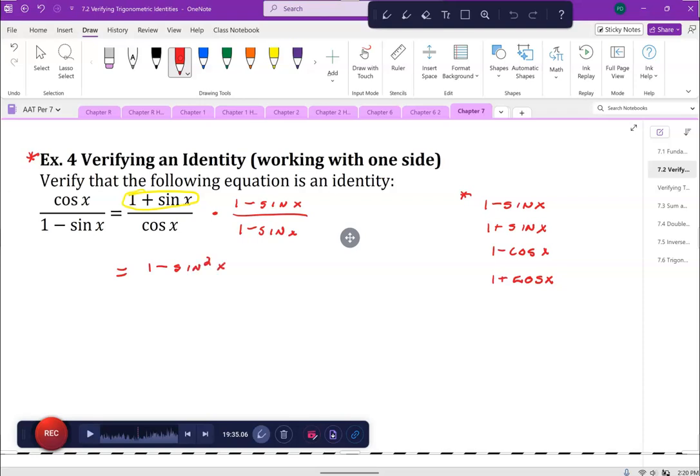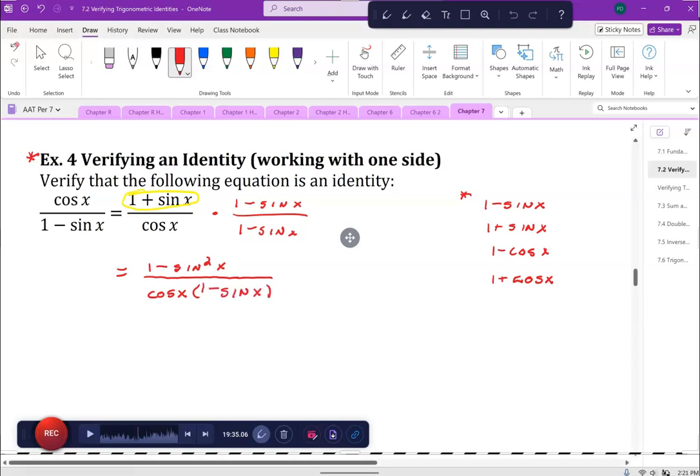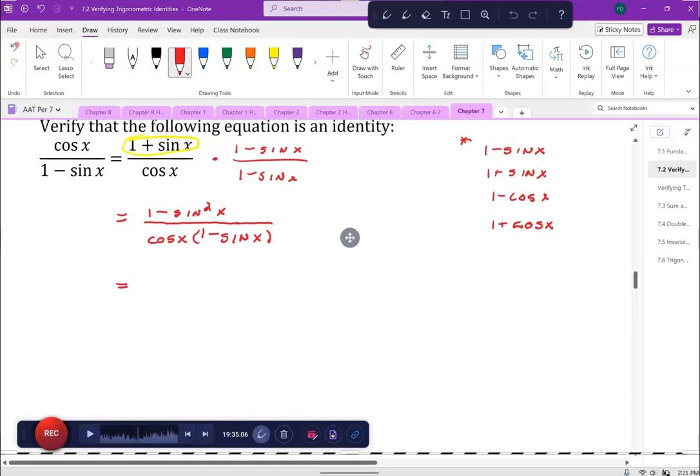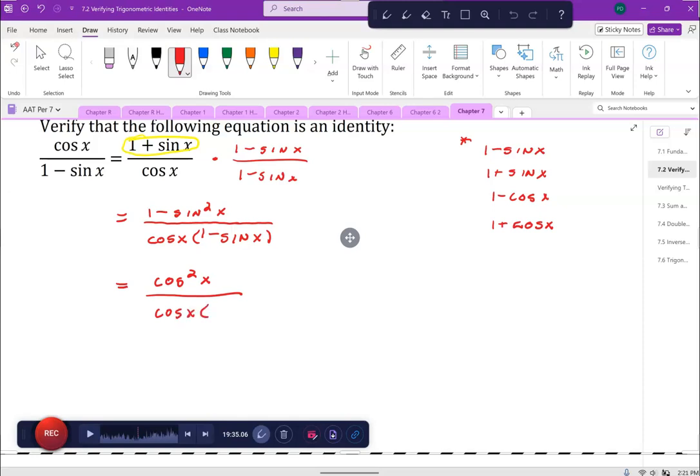1 minus sine squared x because it's a difference of two squares. I'm going to leave the denominator as is, cosine x times 1 minus sine x. And what happens now is that numerator is one of those forms of the Pythagorean identity, that cosine squared x is equal to 1 minus sine squared x, which now allows me to cancel some stuff out. And so if you notice, this will cancel with one of those, giving me cosine x all over 1 minus sine x, which is what we wanted.